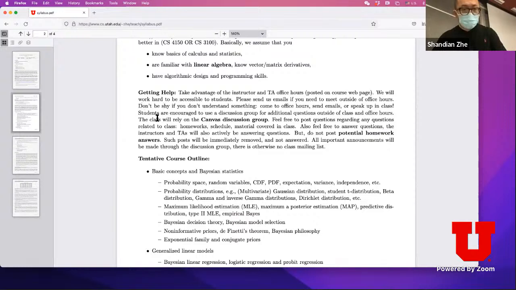And also, we're going to use the Canvas discussion group. So feel free to post questions on Canvas. Our TAs will diligently look into those Canvas questions and try to answer them. Feel free to post any questions regarding homework assignments and projects, but don't post the answers, okay? And don't share your answers. If we find that you posted potential homework answers, we have to delete them in a minute.